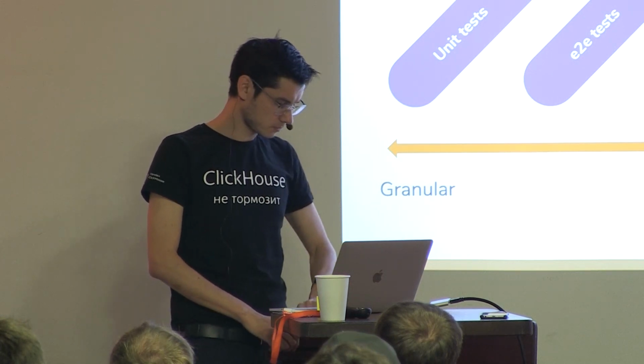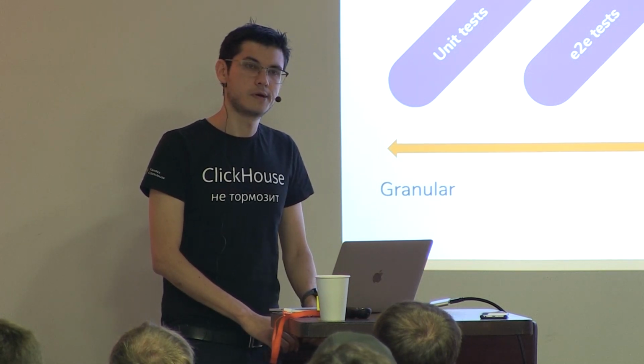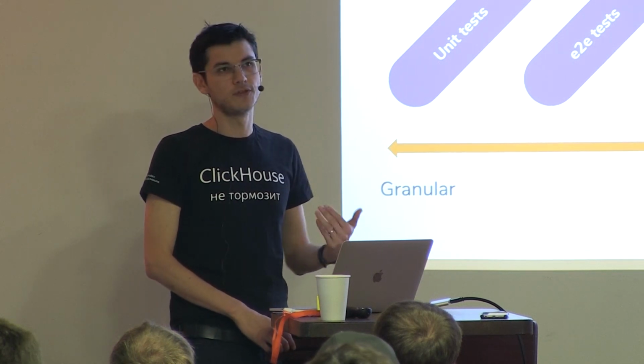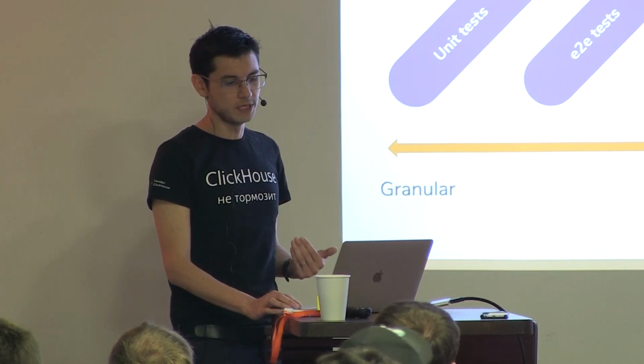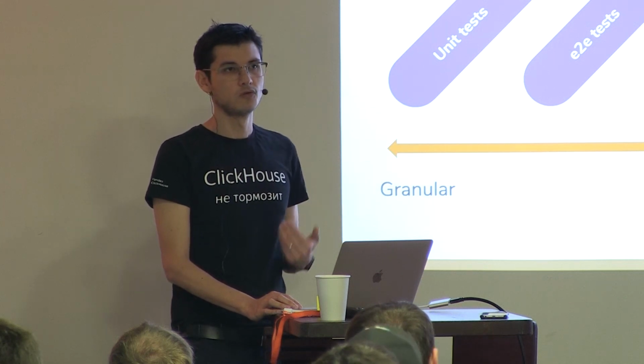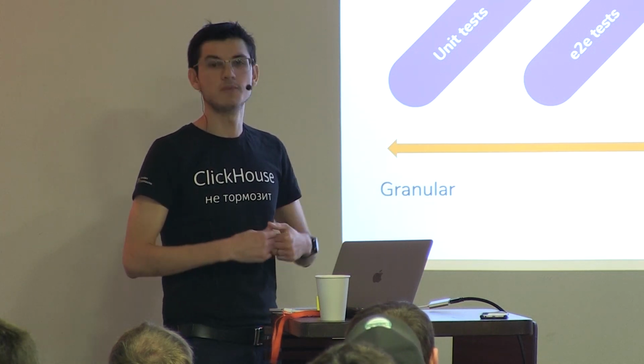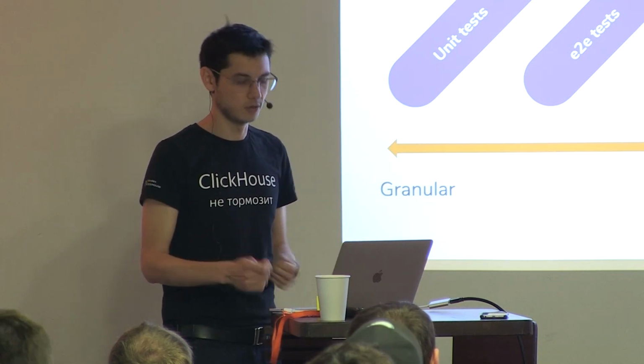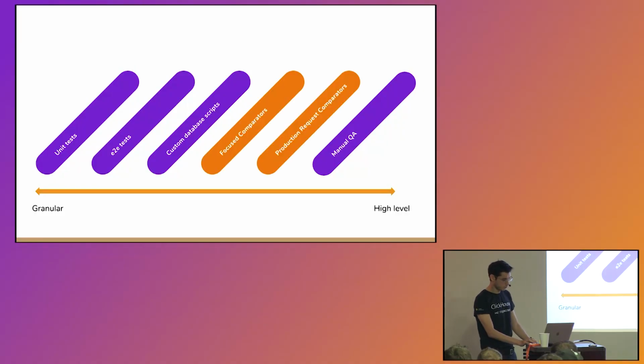So we decided that for the next migration, we needed more tools to allow us to play many more queries than was possible with the first iteration. And for the rest of the talk, I'm going to talk about those tools, which are mostly comparators. And we have two kinds of comparators, the focus comparators and the production request comparators, and we'll dig into those.